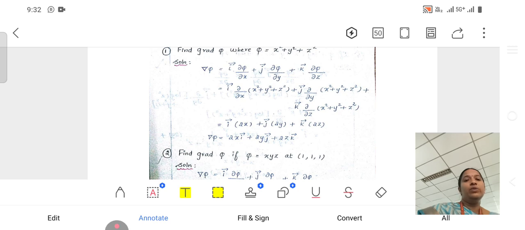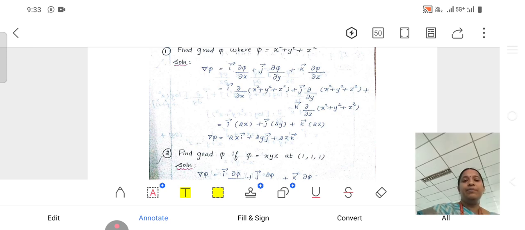Then first we have to differentiate phi with respect to x. The differentiation of x square is 2x. Therefore, i vector into 2x. Next with respect to y, the differentiation of y square is 2y. Last one, the differentiation of z square is 2z. Therefore my answer is 2x into i vector plus 2y into j vector plus 2z into k vector.